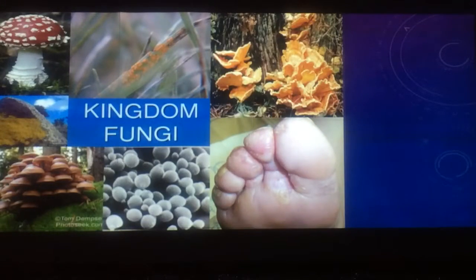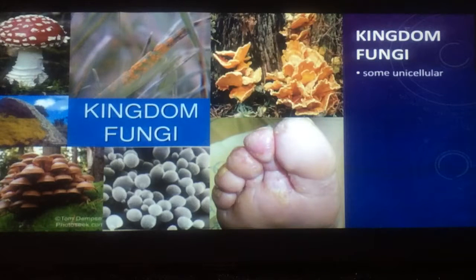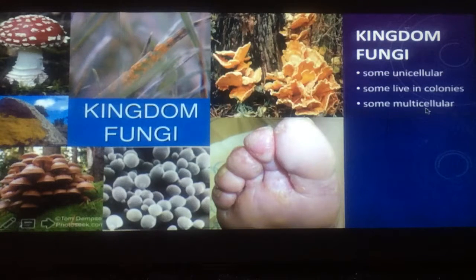In kingdom fungi, you have a wide variety of different organisms in this group. Some are very, very tiny and just one cell, or unicellular. For instance, the sickness that is growing on this foot comes from a unicellular organism or fungus. This is what we call athlete's foot. Some live in colonies. You can see here, some here, some here. But some are very multicellular. For instance, these mushrooms. These are complicated or multicellular organisms.